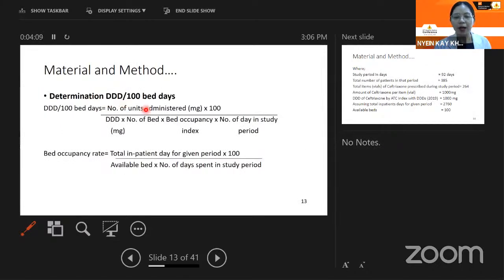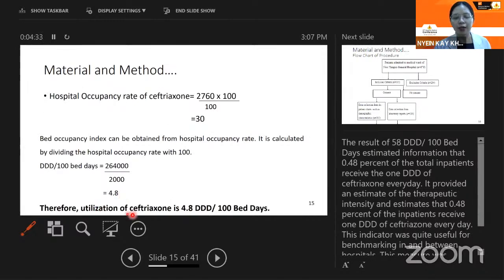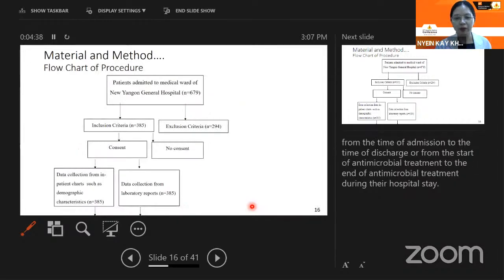Also, DDD per 100 bed-days was calculated by the following formula. DDD per 100 bed-days equals number of units administered times 100, divided by DDD times number of beds times bed occupancy rate times number of days in the study period. Bed occupancy rate equals total inpatient days for the given period times 100, divided by available beds times number of days in the study period. After calculation, utilization of ceftriaxone is 4.8 DDD per 100 bed-days.